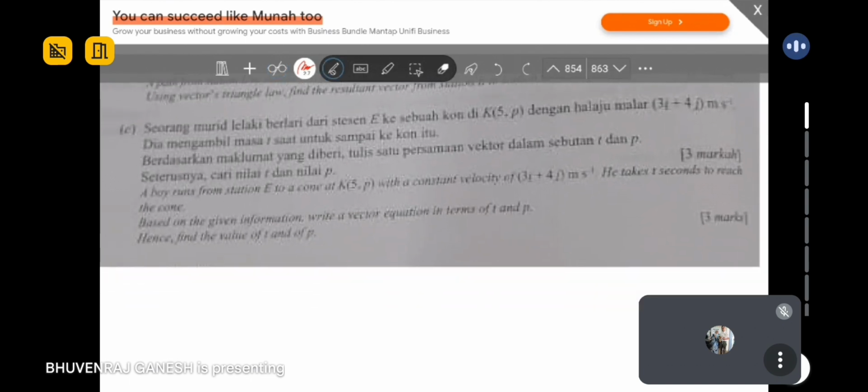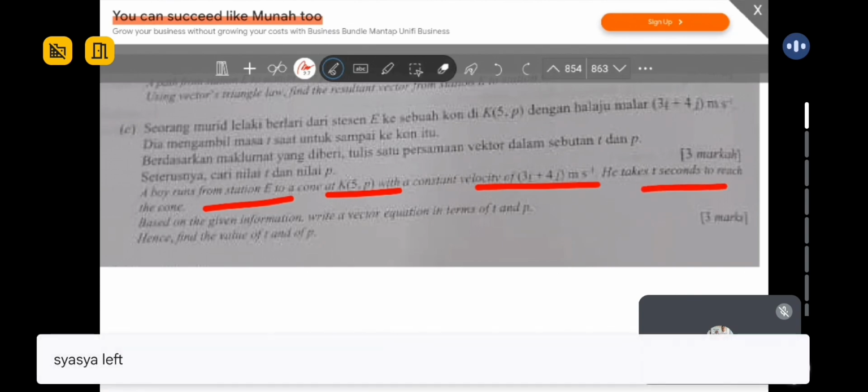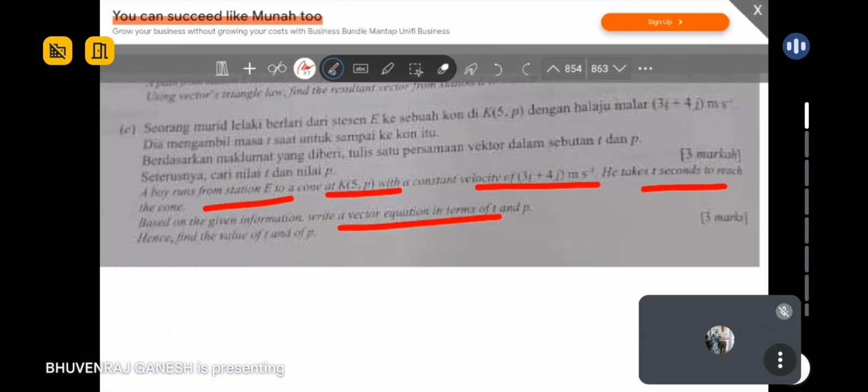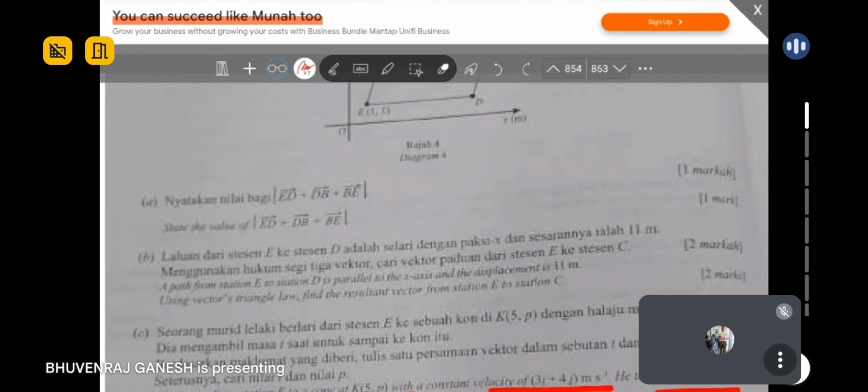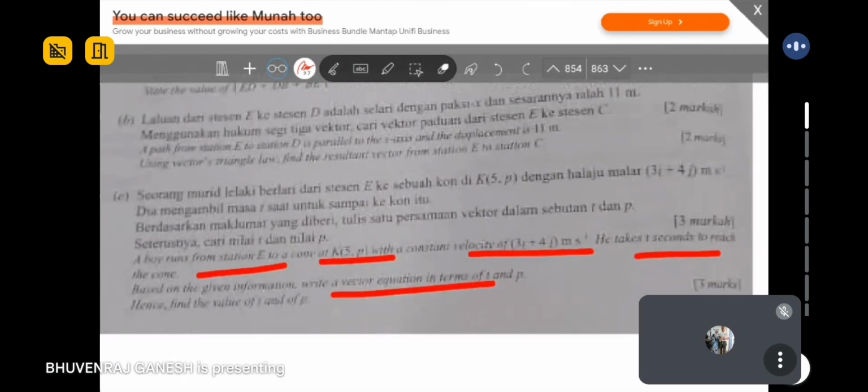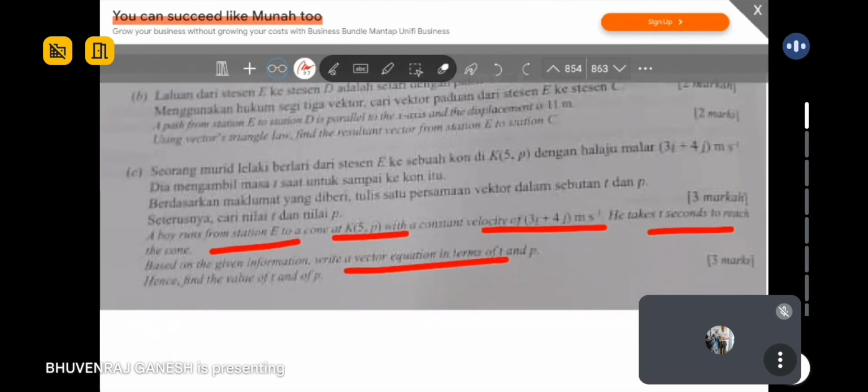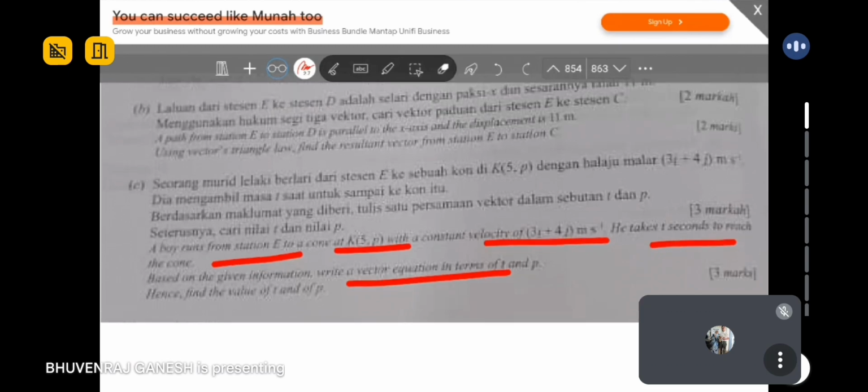So they say that a boy runs from station E to cone at K with constant velocity, laju seragam, and he takes 3 seconds. So they ask you to find a vector equation. Tulis satu persamaan vector. Guys, when you see this kind of question, looks hard, right? Nampak susah kan? Because this is a daily life question. Soalan aplikasi harian.